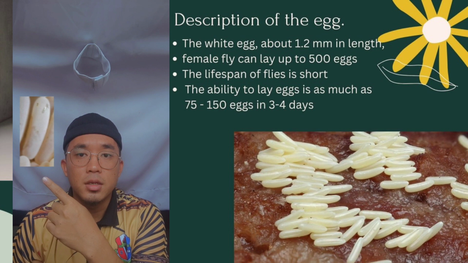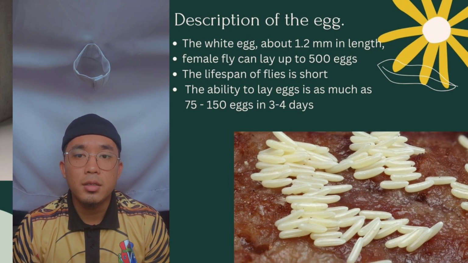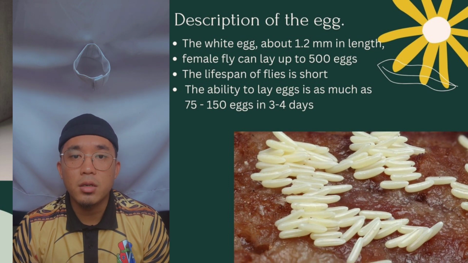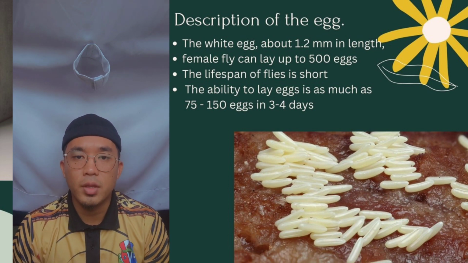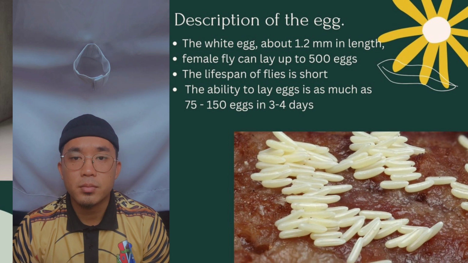Okay, next I want to explain about the egg of the housefly. The white egg is about 1 mm in length. It is laid singly but eggs appear in a small group. Each female fly can lay up to 50-100 eggs in several batches of 25 to 150 eggs over a 3 to 4 day period. The number of eggs produced is a function of female size, which itself is principally a result of larval nutrition.